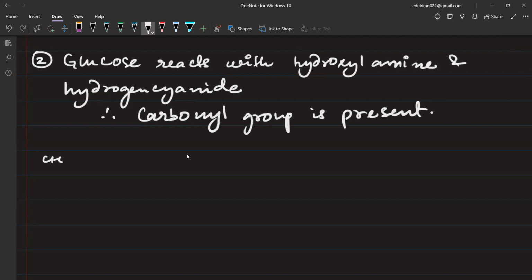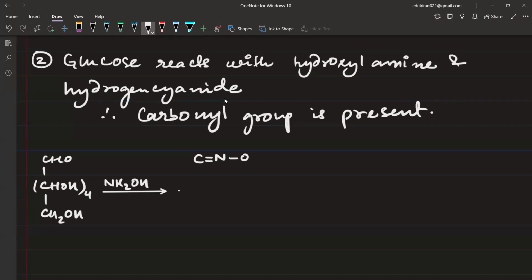You have CHO, then you have CHOH 4 times, and then you have CH2OH. Now, when I react this with hydroxylamine, NH2OH, if you remember from the aldehyde ketone carboxylic acid chapter, we did this reaction in ammonia derivatives. This carbon atom will get a double bond nitrogen, which will be having OH. The CH will be as it is. Oxygen is replaced by double bond N. Then you have the same thing, CHOH 4 times followed by CH2OH.